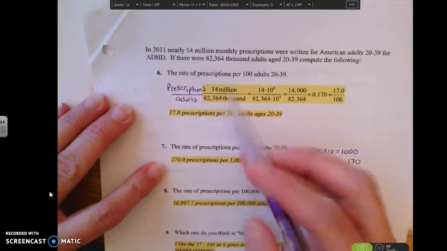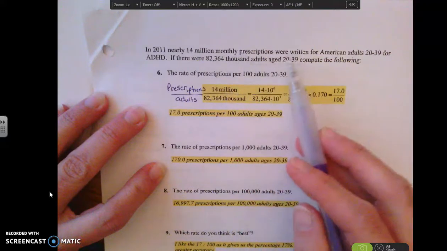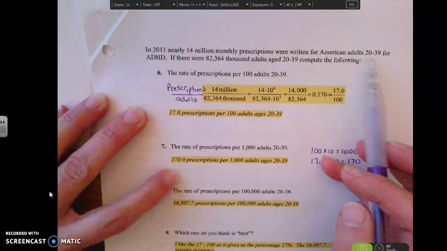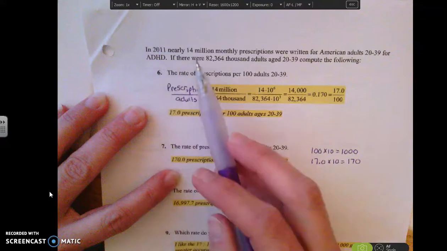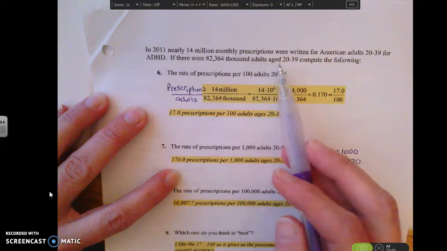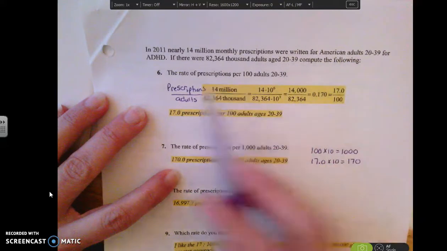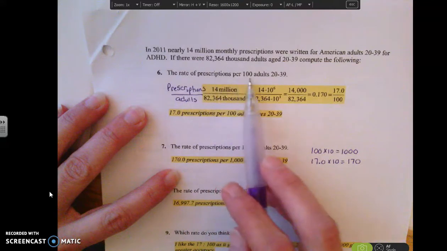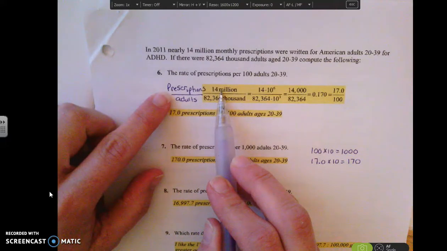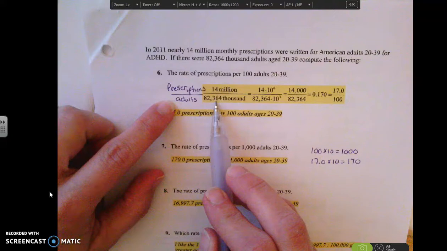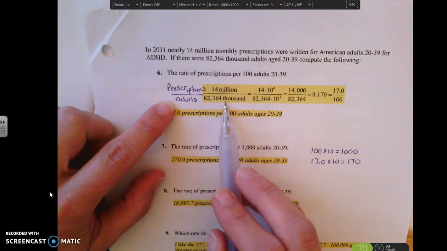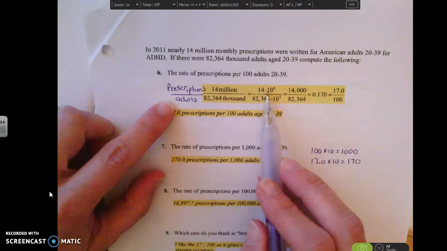Okay, so here's an example. In 2011, there were nearly 14 million prescriptions written monthly for American adults that were between 20 and 39 for ADHD medications. If there were 82,364,000 adults aged 20 to 39, find the following. They want to know the rate of prescriptions per 100. So the 14 million is the number of prescriptions, and the 82,364 is the number of adults. But the prescriptions is per million, and the adults are per thousand.